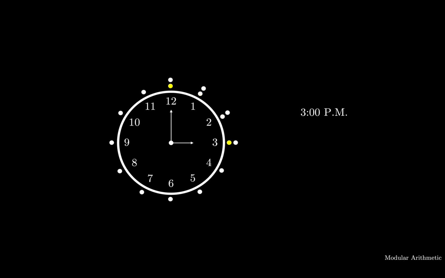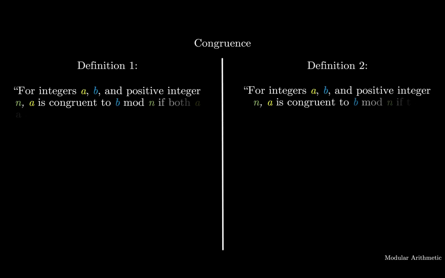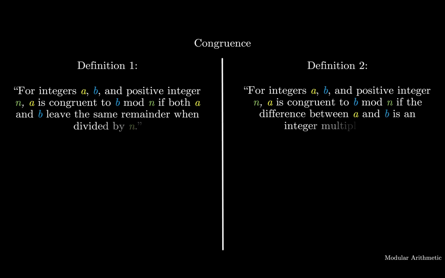Using this information, let us look back to our two definitions for the congruence of two integers. Here, we will set a to be 15 because it is 3 p.m. in 24-hour time, b to be 3, which is the 12-hour representation, and n to be 12, since 12 numbers are indicating the hours on the clock. For definition number 1, we can see that when 12 divides 15 and 3, they leave behind the same remainder, which is 3.